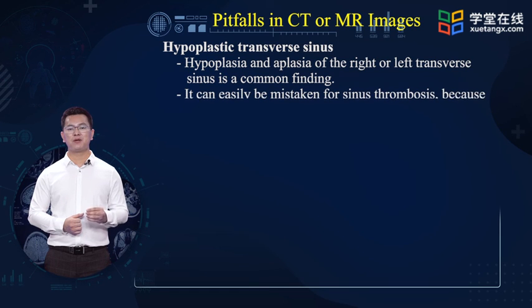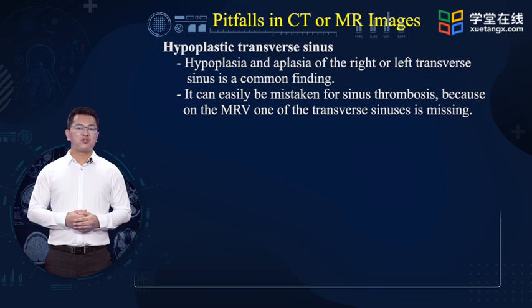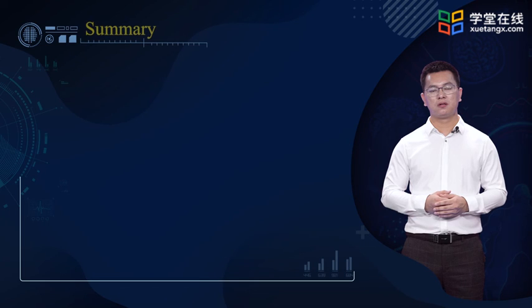It can easily be mistaken for sinus thrombosis because on the MRV, one of the transverse sinuses is missing. When you suspect that there is a hypoplastic transverse sinus, you should look at the size of the jugular foramen. This image shows a patient with hypoplasia of the right transverse sinus.